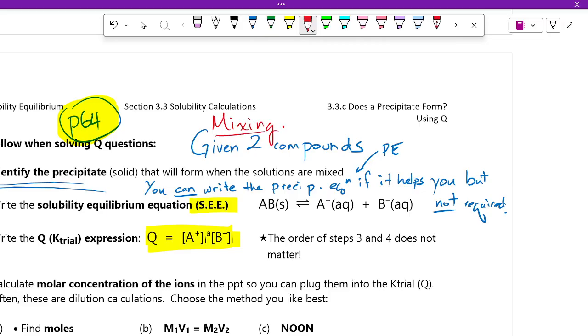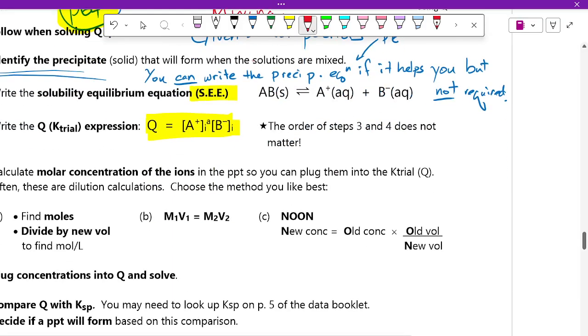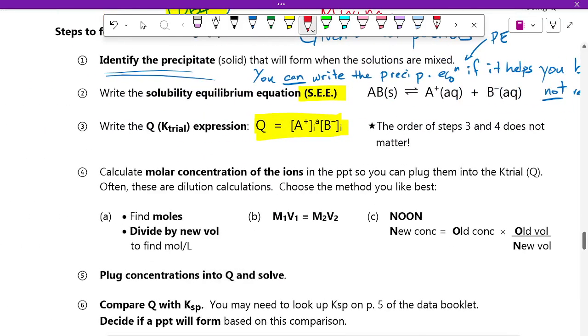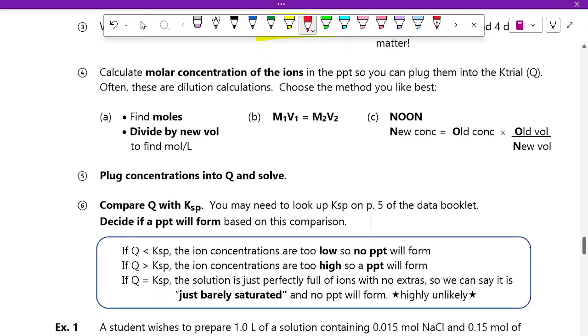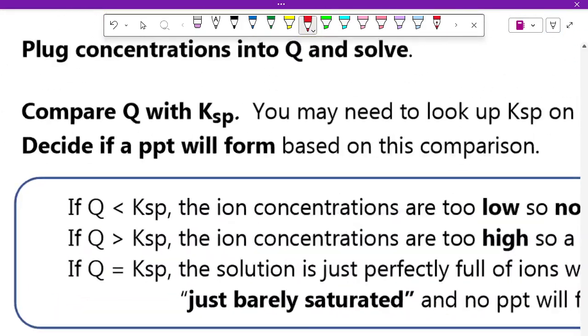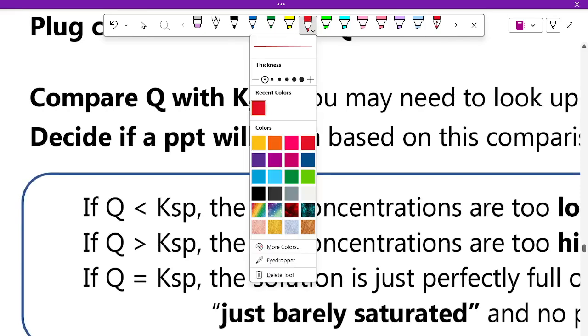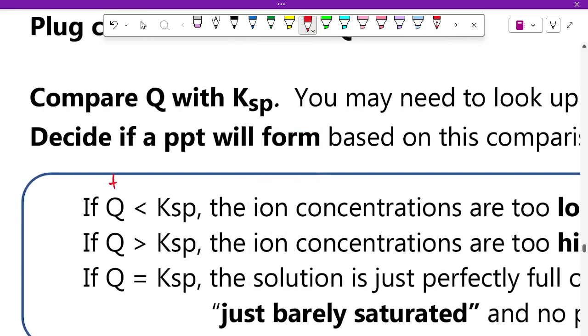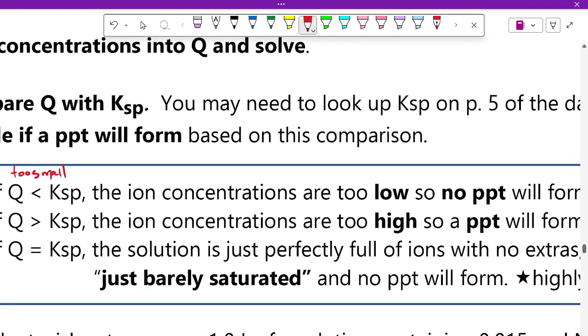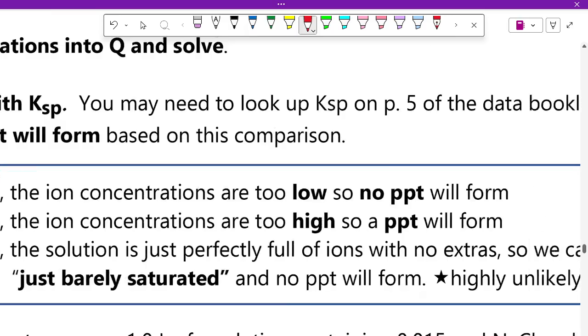So this is a mix and match. So you will not have a 2-to-1 ratio or a 1-to-1 ratio or whatever it is. And then finally, you plug your concentrations into Q and solve, and then you compare it. If Q is less than KSP, too small, then the ion concentrations will be too low. So no precipitate will form.